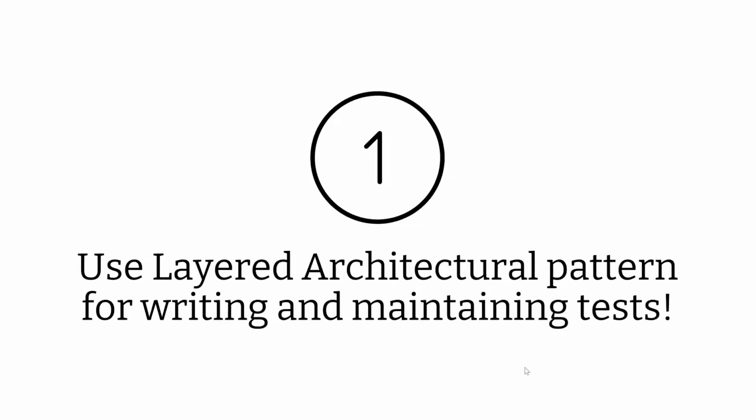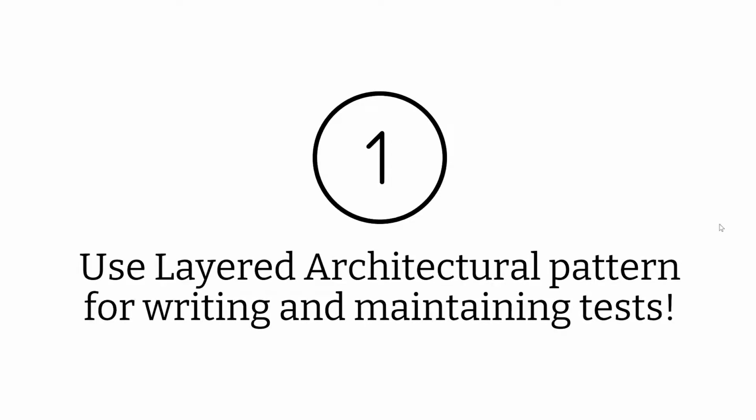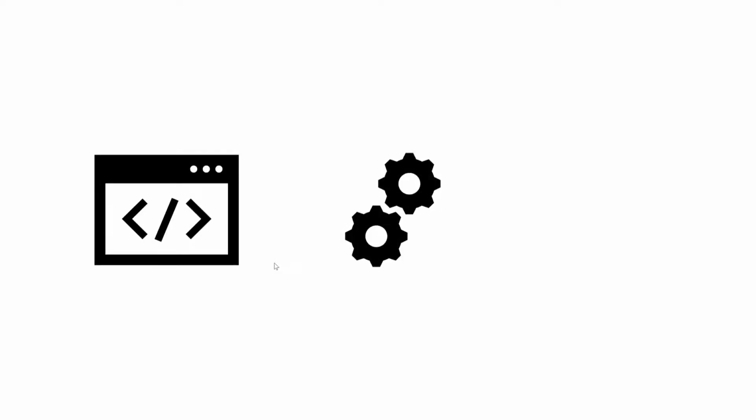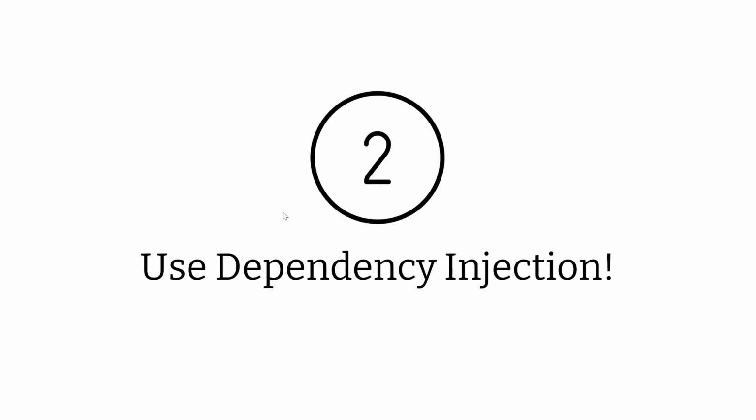Tip number 1. Use a layered architectural pattern for writing and maintaining tests. If we are only focusing on apps containing at least one user interface and manipulate some data, there are so many different architecture patterns out there, like MVC or MVVM, just to mention some of them. What most of them have in common is that they are basically all trying to separate UI, business logic, and database. If we provide different layers and loose coupling, it's much more easy to provide testability for any kind of application.